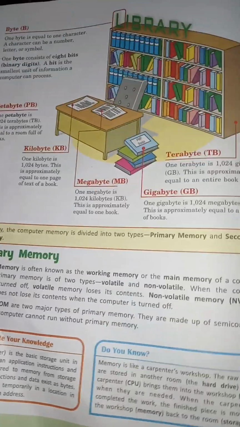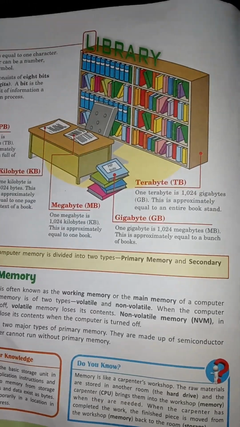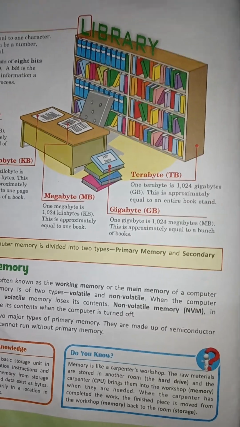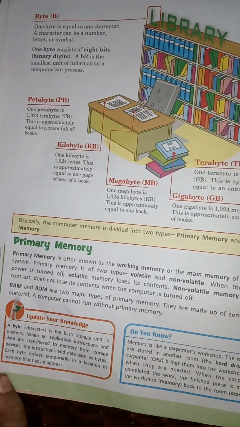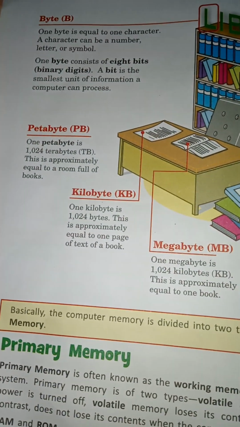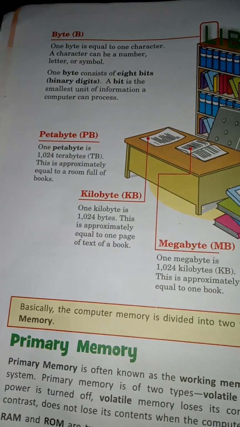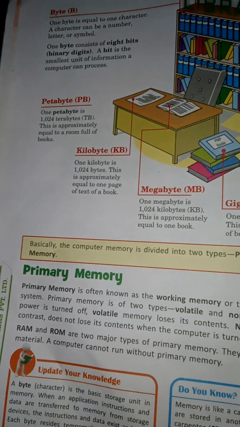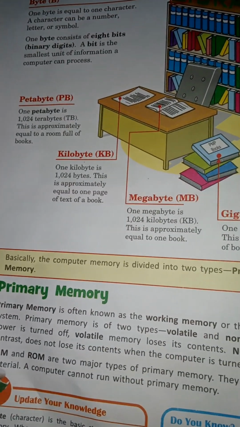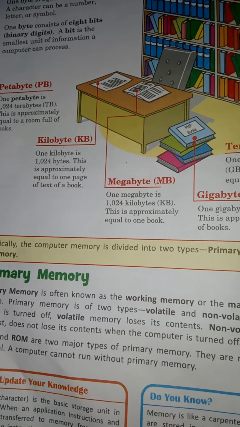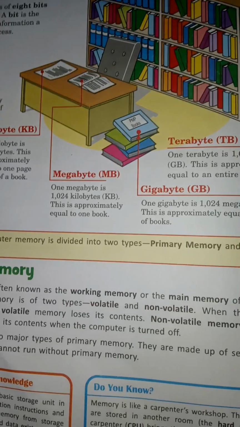Byte. 1 byte is equal to 1 character. A character can be a number, letter, or symbol. 1 byte consists of 8 bits, binary digits. A bit is the smallest unit of information a computer can process. Kilobyte. 1 kilobyte is 1024 bytes. This is approximately equal to one page of text of a book.